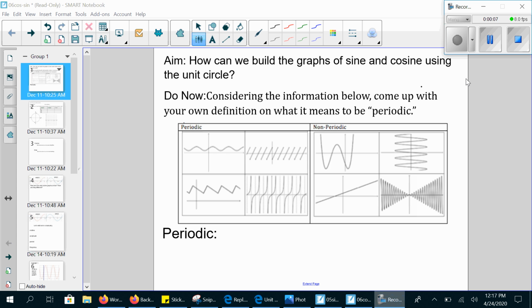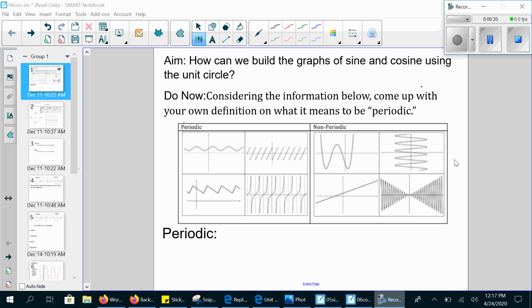Hi. Today our aim is how can we build the graphs of sine and cosine using the unit circle. So to start out, what I've given you is 4 periodic graphs and 4 non-periodic graphs. Take a look at those and see if you can guess what you think it means to be periodic.